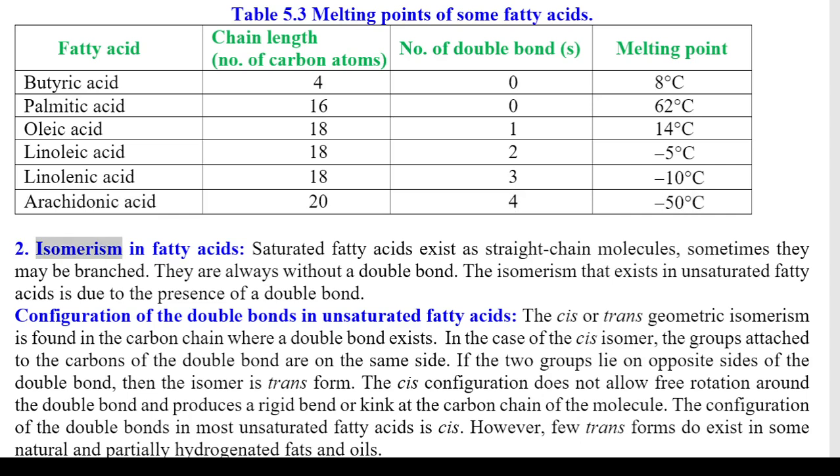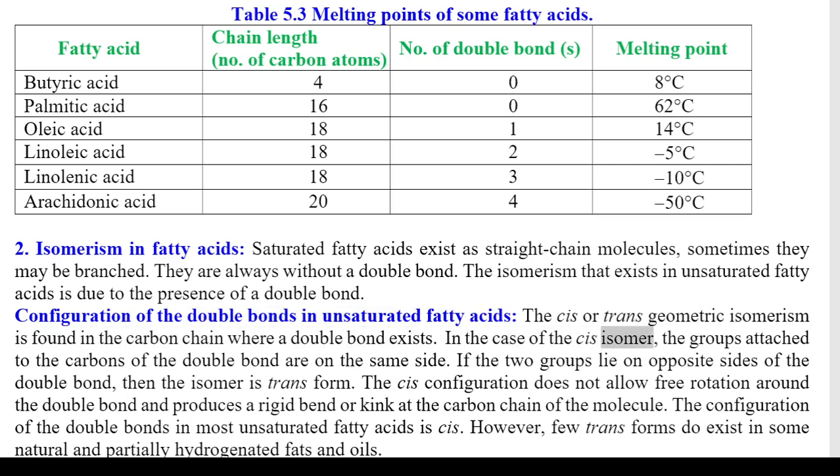2. Isomerism in fatty acids. Saturated fatty acids exist as straight-chain molecules, sometimes they may be branched. They are always without a double bond. The isomerism that exists in unsaturated fatty acids is due to the presence of a double bond. Configuration of the double bonds in unsaturated fatty acids. The cis or trans geometric isomerism is found in the carbon chain where a double bond exists.